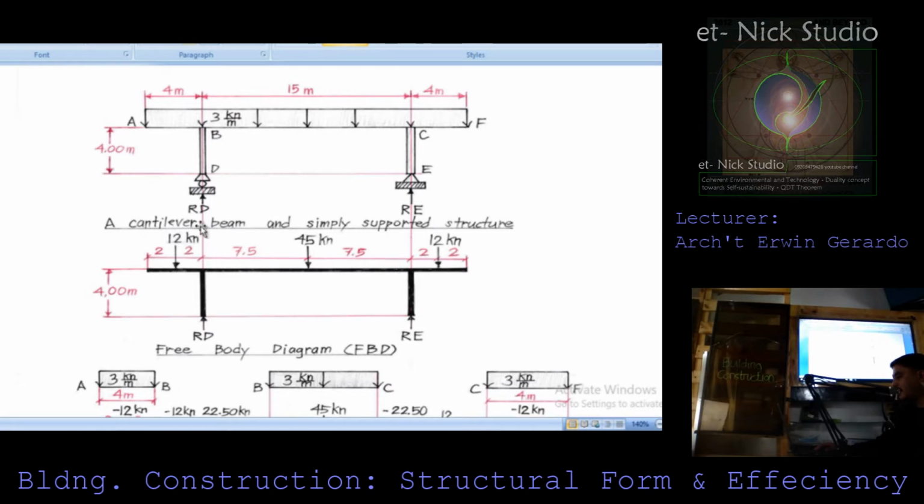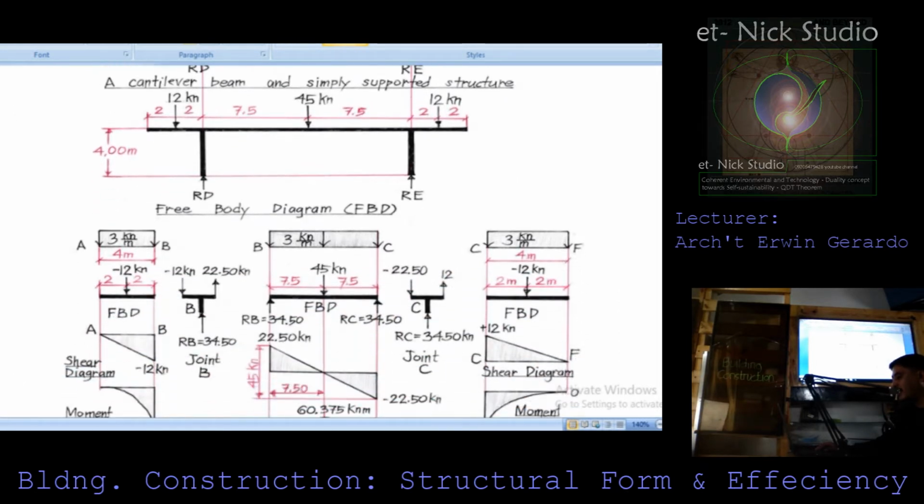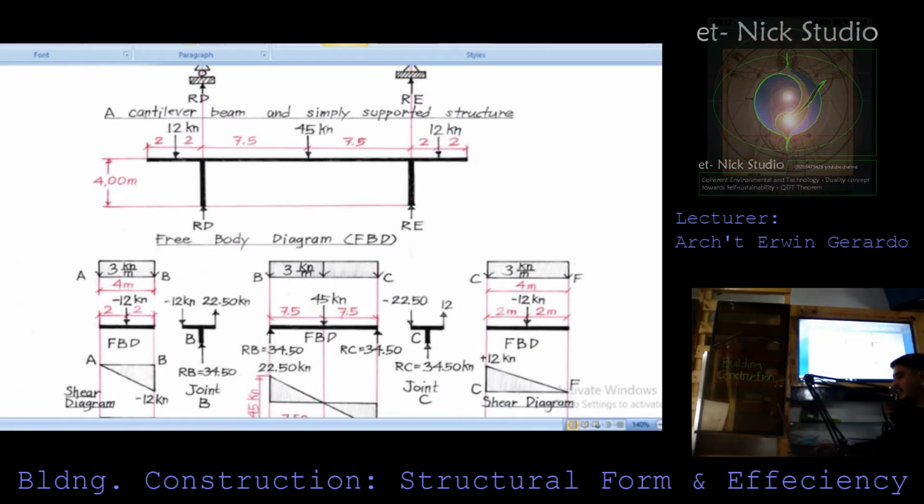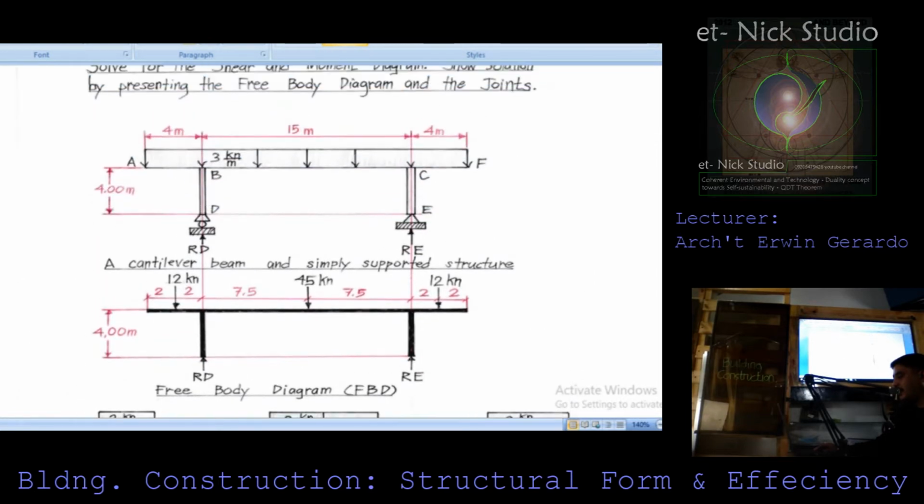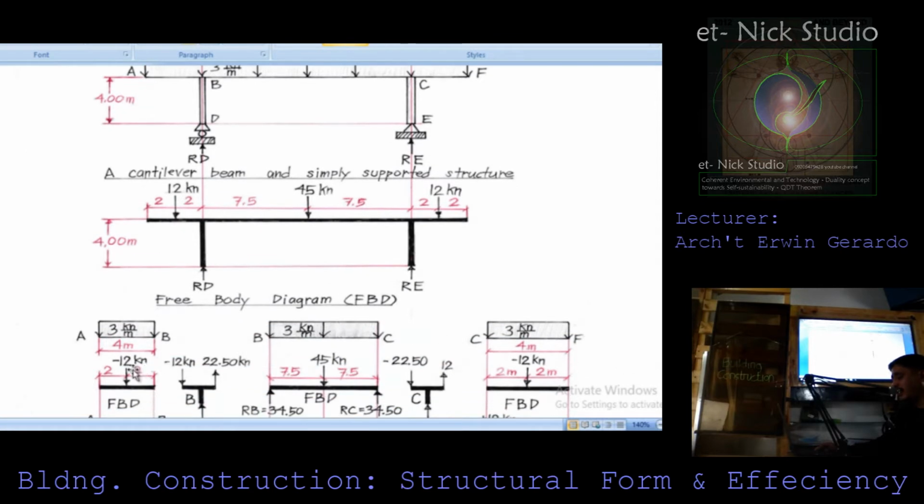So same process as we have done on the other side, just transfer it here. So this is already your free body diagram, or abbreviated as FBD. Now to present it clearly, each section of this cantilever beam, take note it is 4 meters. It was in an exploded view. That is why we were able to subdivide it into its different parts.